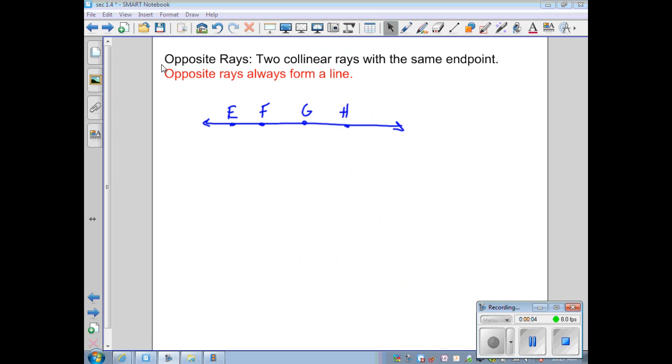Opposite rays are two collinear rays with the same endpoint. Opposite rays always form a line. Here I have a diagram of line EH. Let's identify some opposite rays. For example, if I have a starting endpoint of F, then I have a ray FE and a ray FG.